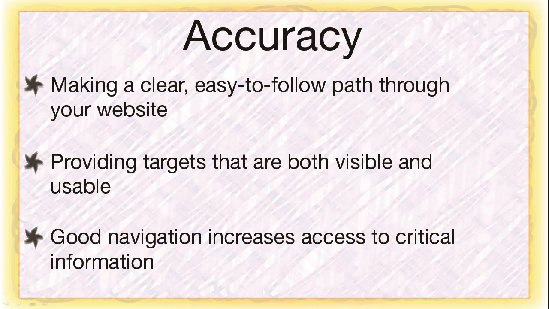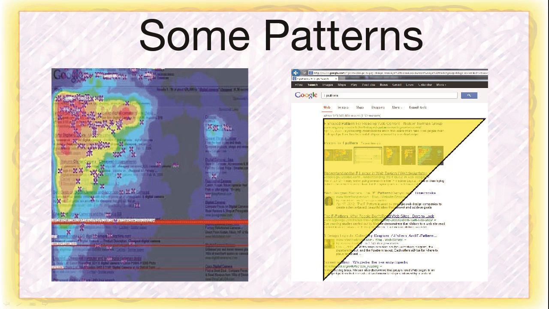Accuracy in web design means a few things: making a clear path through your website, providing usable and visible targets, and increasing access to critical information. The organization of your page is critical. The F-pattern theory and the golden triangle are web design principles that take advantage of the way the human brain processes information from left to right and top to bottom. Due to this phenomenon, it makes sense to arrange information on a web page in the same way.